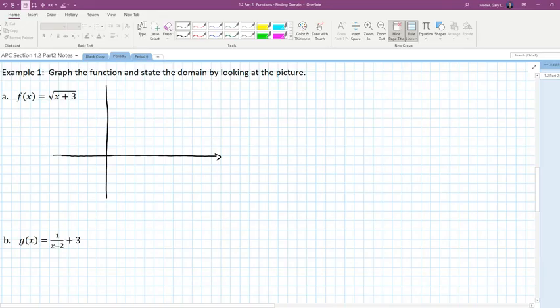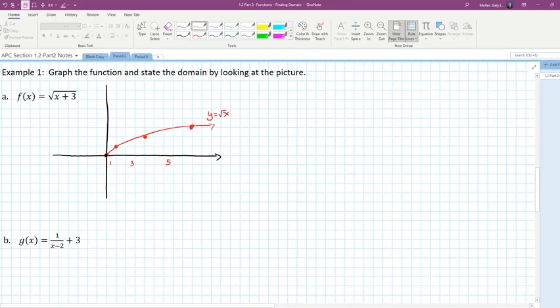So the parent function would start here. I know that it goes up 1 over 1. It's going to go up 1 over 1, 2, 3 more. Up 1 over 1, 2, 3, 4, 5 more. The pattern is going over 1, going over 3, going over 5. That would be the graph of y equals the square root of x. Roughly that.